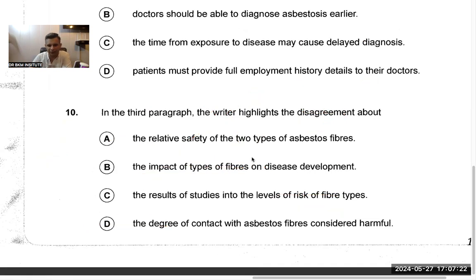So the relative safety of the two types, no. It is very clear that A is dangerous and C is not as dangerous. So there is no disagreement about it. Everybody agrees A is dangerous, A plus C is dangerous. So there is no argument over it. It is a fact. It is true.